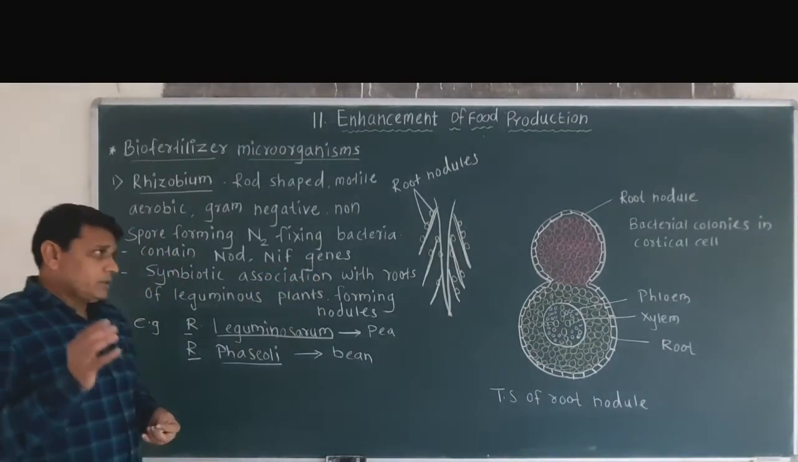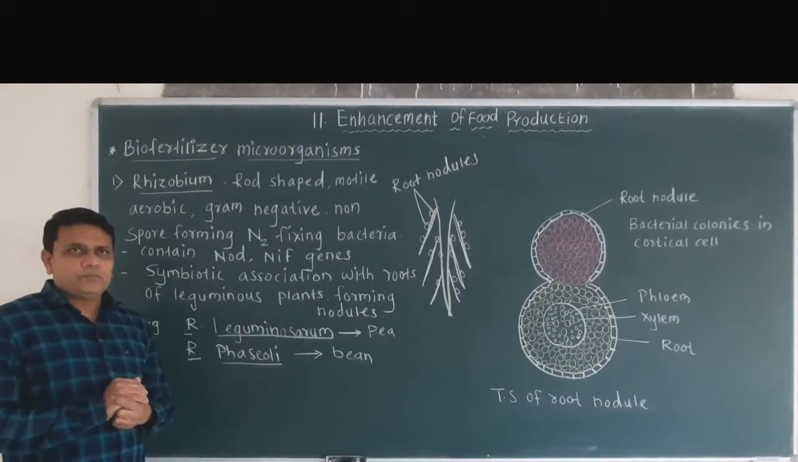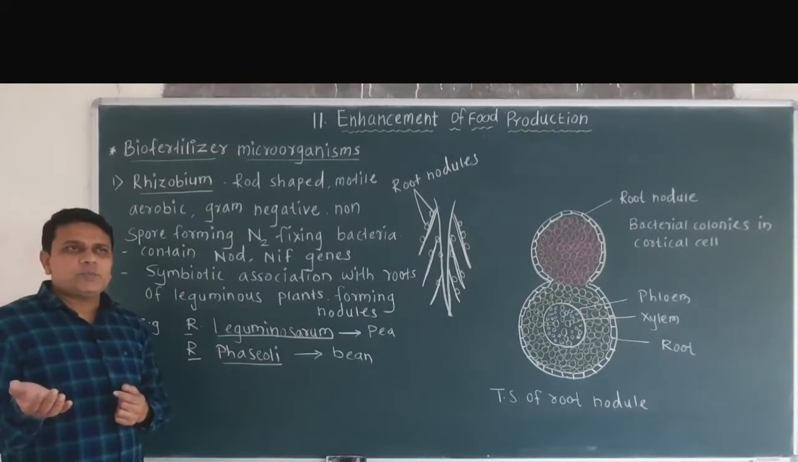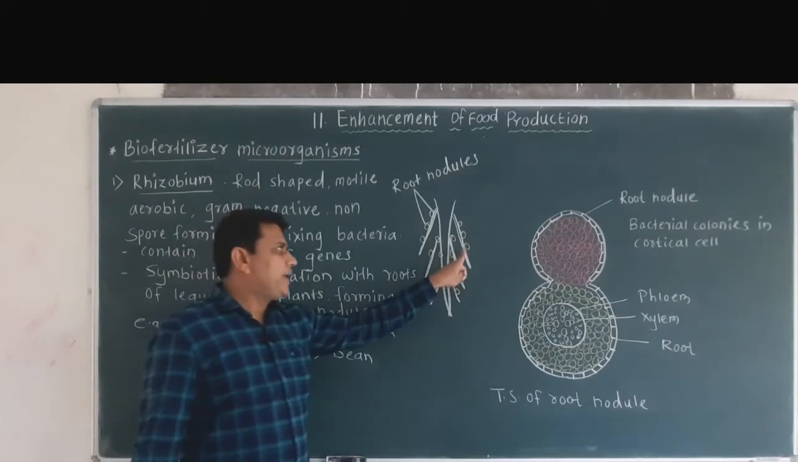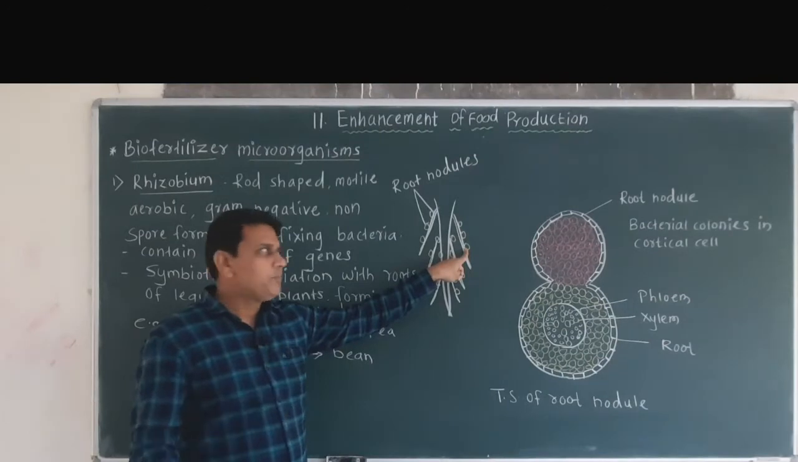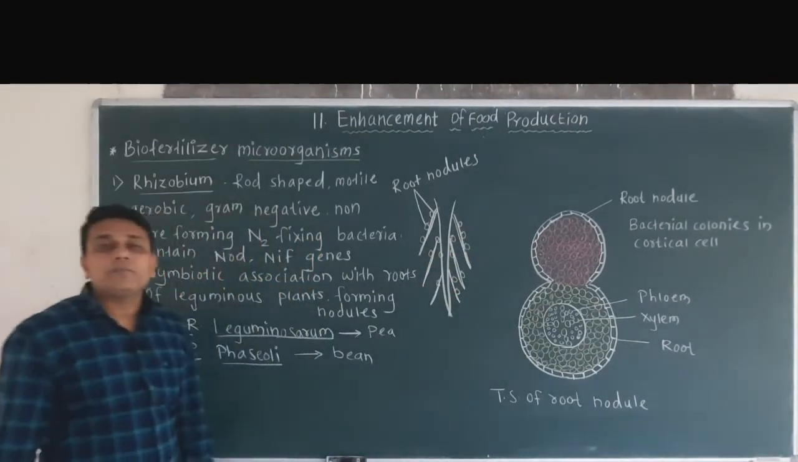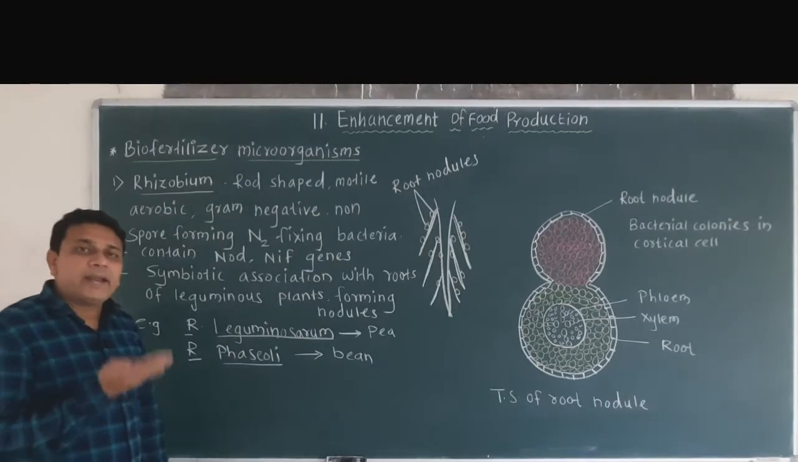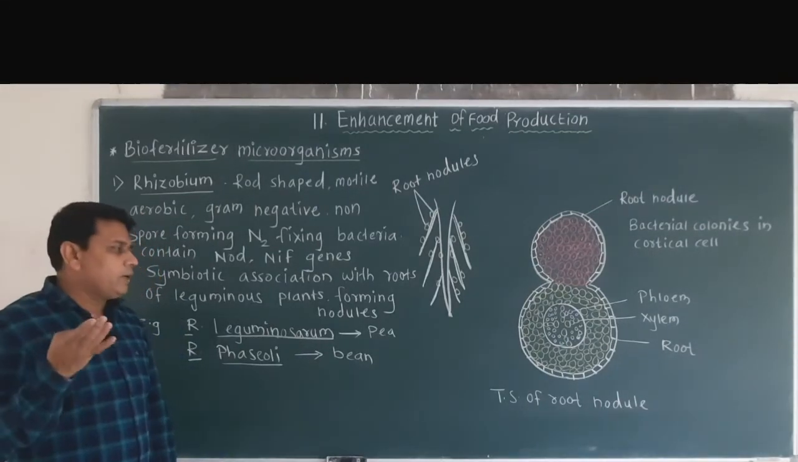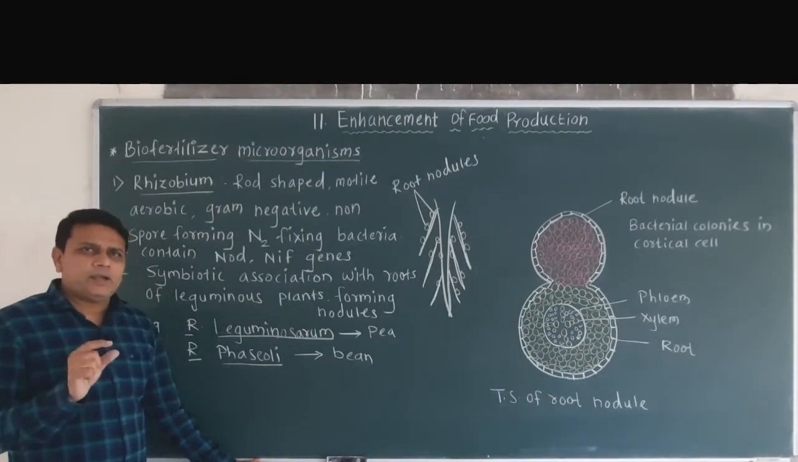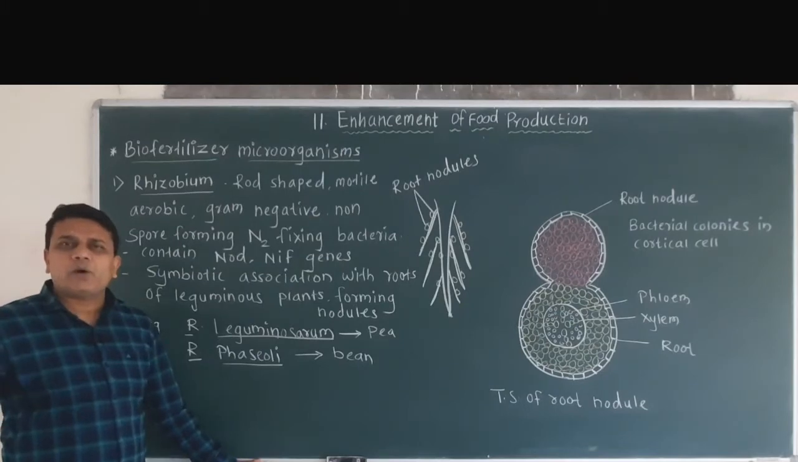Then in this association both the organisms are benefited, that is, the bacteria is benefited as it gets a place or a shelter to live inside the root and multiply there, and in return the root gets fixed nitrogen or soluble nitrogen, so that this nitrogen can be utilized by the plant for growth and development. Now rhizobia bacteria are specific to specific hosts.